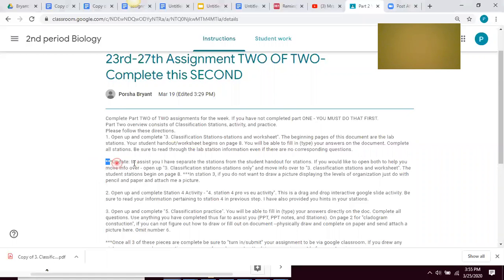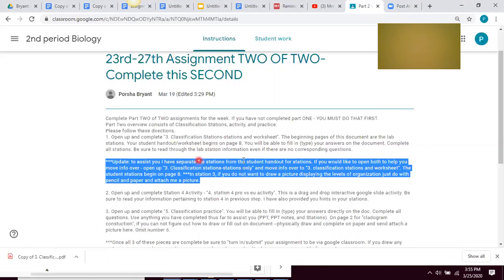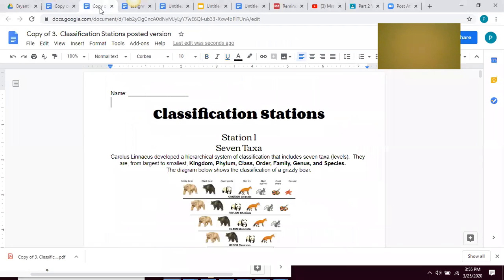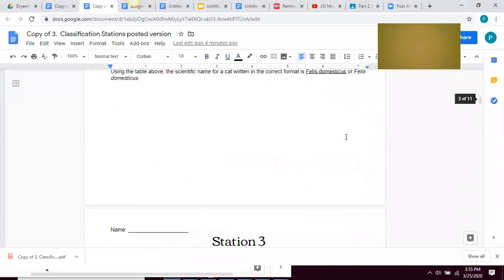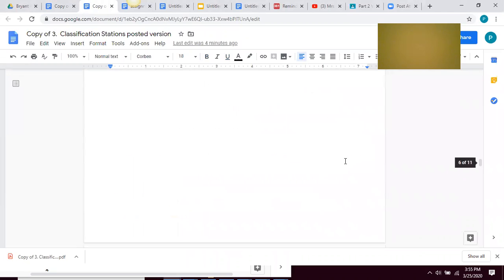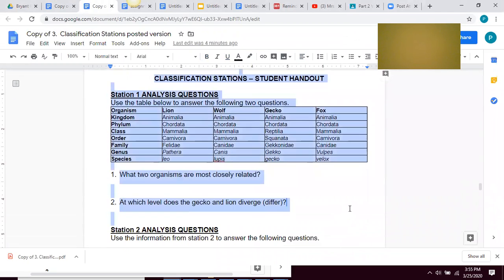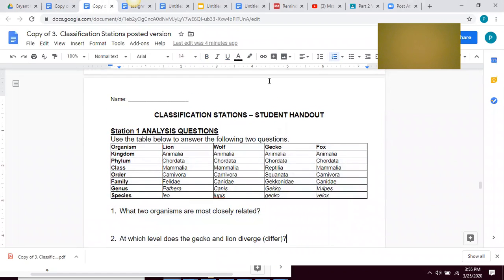You can see that down here, the update. I separated the stations. So I'm going to show you both ways to complete this step, and then you can figure out which way works best or makes it easiest for you. This is the one that was posted originally, so the stations were pages 1 through 8. When you got to page 8, you had your student handout to complete. No matter what, you're still going to complete your answers on this document.